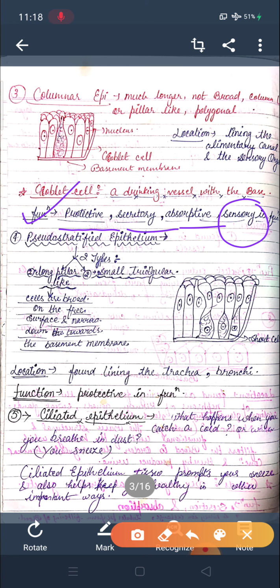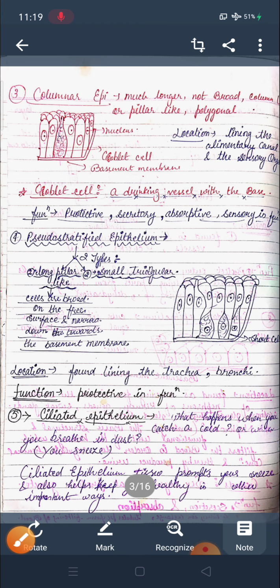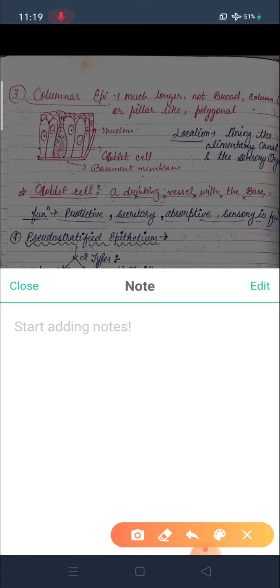What is the location of columnar epithelium tissue? This tissue is found lining the alimentary canal and sensory organs. Alimentary canal. Alimentary canal is what?